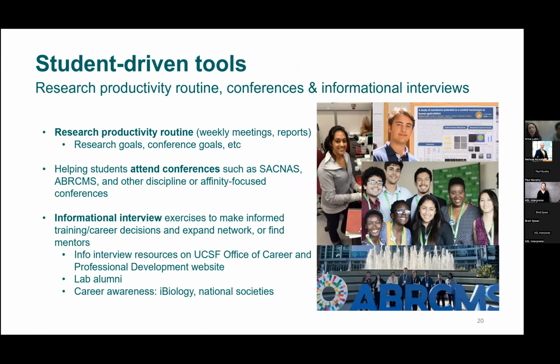So, okay, thinking about a couple of student-driven tools. Now, of course, there are many different tools and strategies you can use. These are just a couple of the ones that we've seen to be high impact and hopefully low stakes tools to implement. So the first Javier had touched on in the mentor expectations documents and the mentor-mentee agreement that we recommend as a useful tool. But it's really important to emphasize it again and make sure that the students are really behind it and feel like they are in charge of it. And that this is a research productivity routine.